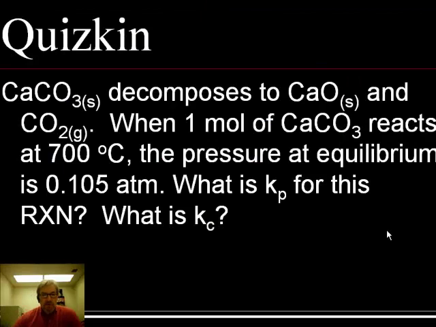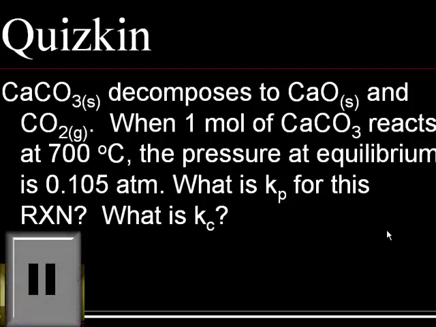Starting out with this quiz-kin question, we have calcium carbonate, which is a solid, decomposing to solid calcium oxide and carbon dioxide gas. And we have this data: when a mole of calcium carbonate reacts at 700 degrees C, the pressure at equilibrium is 0.105 atmospheres. And the question is, first of all, what is Kp for this reaction? And then the second question is, what is Kc for the reaction?